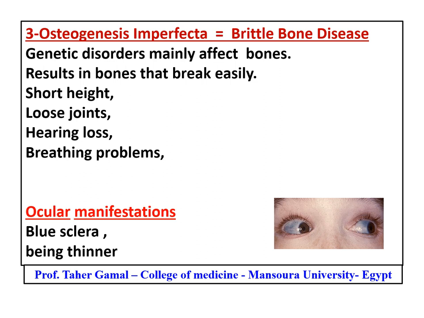Other musculoskeletal diseases are osteogenesis imperfecta or brittle bone disease. It's a genetic disorder, mainly affects the bones, results in bones that break easily, short height, loose joints, hearing loss, and breathing problems. Its ocular manifestation is blue sclera, being thinner than the surrounding area.